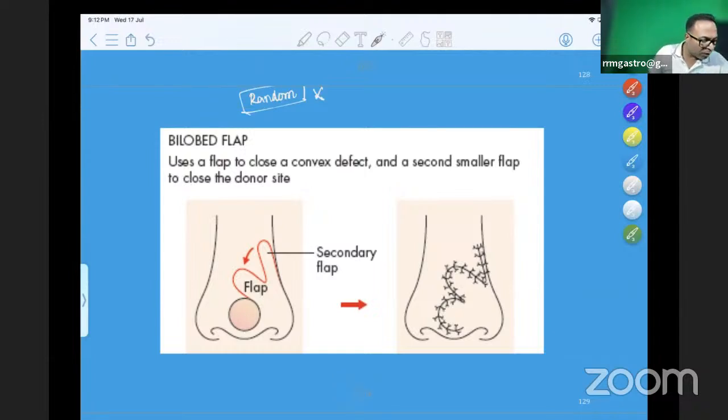Yes, very good. That is correct. Axial flap is the name opposite to random flap, which has a named artery, like the PMMC flap, TRAM flap, deltopectoral flap. All of them have a named artery.